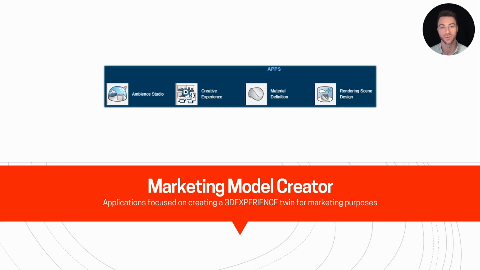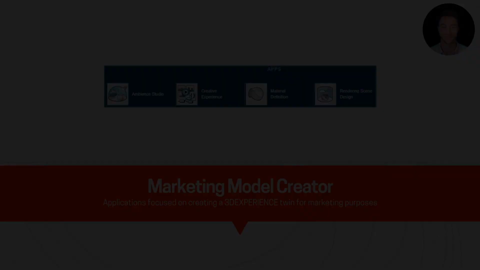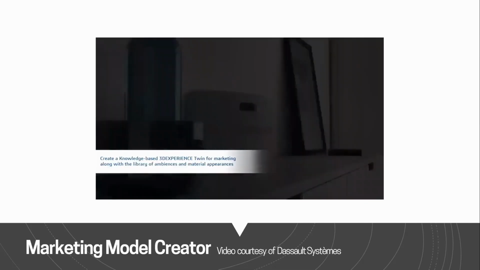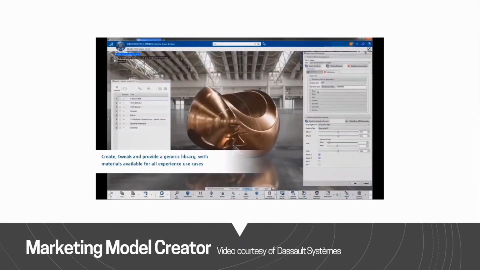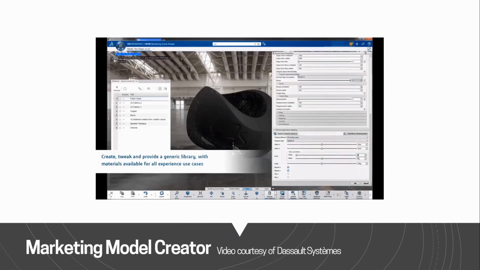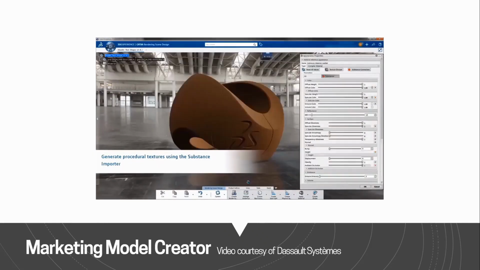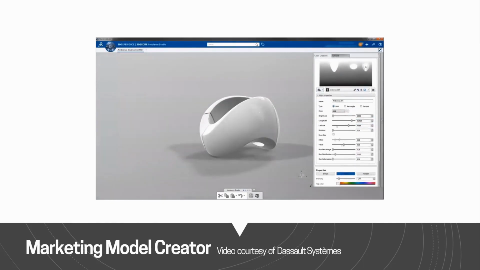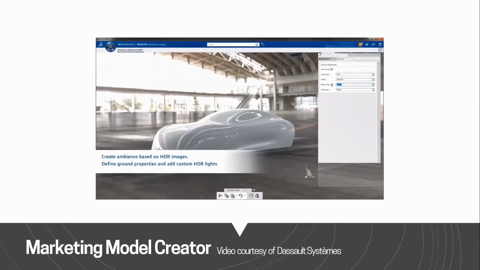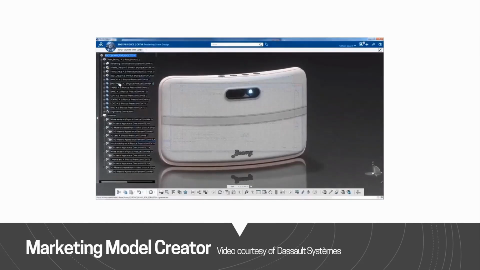Next up, we'll take a quick look at the role in action. Here you can see the Marketing Model Creator role in action. So this is focused on creating that 3D Experience twin based off the engineering CAD data. You can apply appearances and modify those appearances. You can create ambiances with HDR light sources as well as HDR environments. And then you can enrich your product.